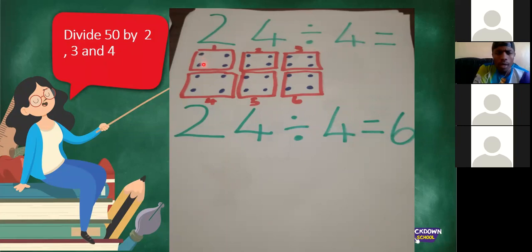So we go 1, 2, 3, 4, 5, 6, 7, 8, 9, 10, 11, 12, 13, 14, 15, 16, 17, 18, 19, 20, 21, 22, 23, 24. There must be 24 dots, not more, not less, on the number 24. Then it says groups of 4. 1, 2, 3, 4. 5, 6, 7, 8. You make it not 4 groups.